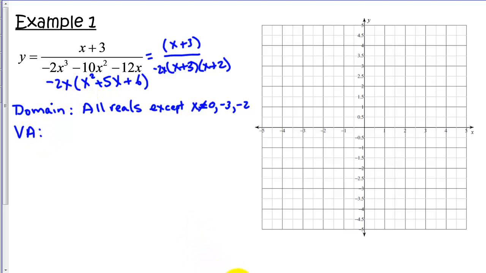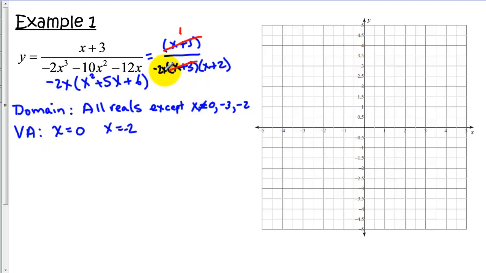So when we look for vertical asymptotes, we want to look at the version of the function after it's been simplified. So we know from simplifying rational functions, we can cancel our common factors. So after we've canceled, there's two values of x that make the function undefined. And that's where we'll have the vertical asymptote. So we have a vertical asymptote at x equals 0 and x equals negative 2.